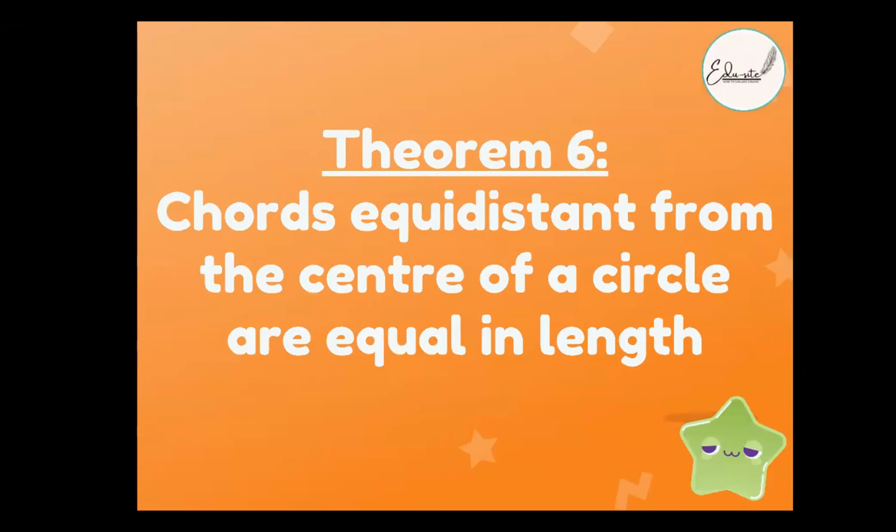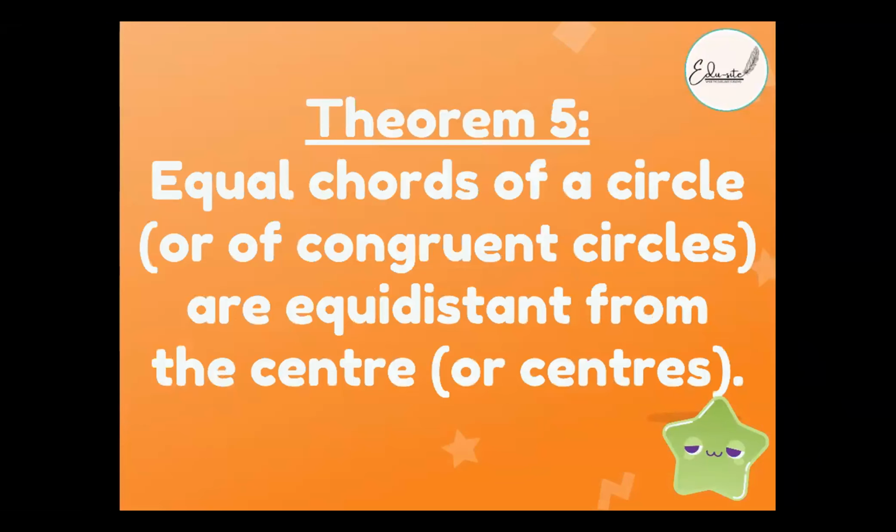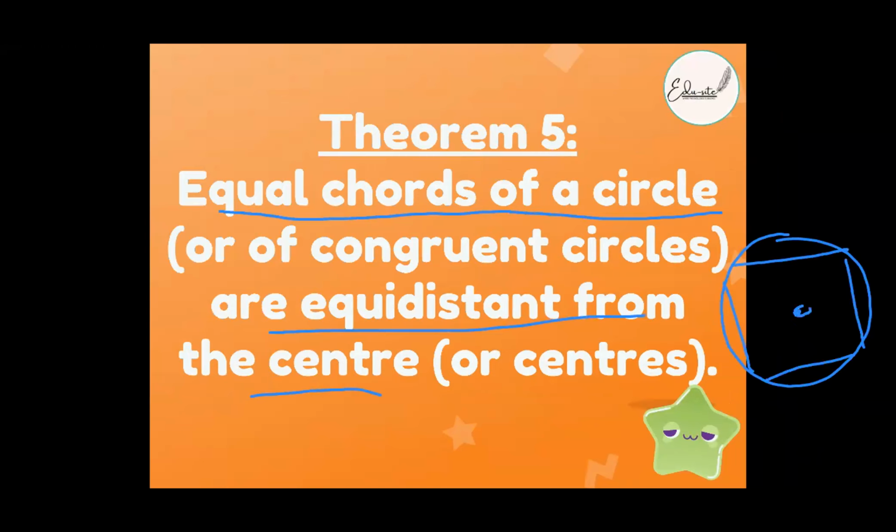So we have theorem number 5, which states that equal chords of a circle are equidistant from the center. What does this mean? If you draw equal chords of 2 centimeters each, then they are actually equidistant from the center. This one will be 2 centimeters, this one will be 2 centimeters, and so on. So equal chords of a circle are equidistant from the center.